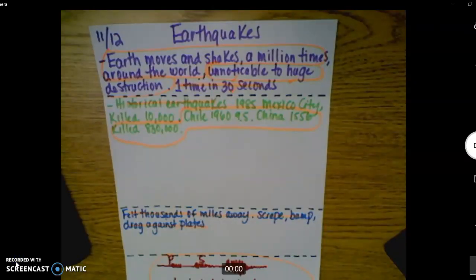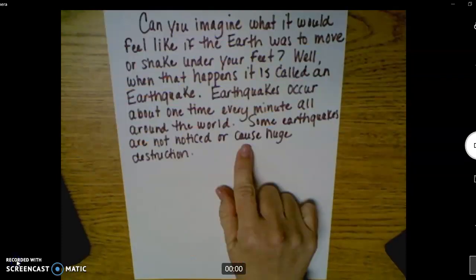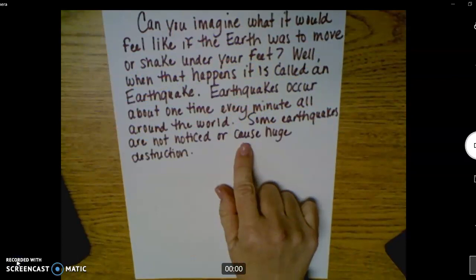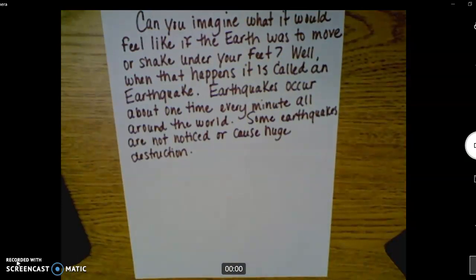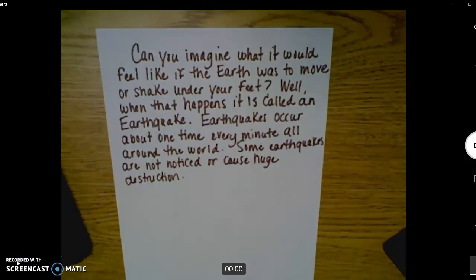I need to check my graphic organizer again and see if there's anything I'm missing for the introduction. That's right, I wrote unnoticeable to huge destruction, but I need to write that in a sentence or two. I added, some earthquakes are not noticed or cause huge destruction. Let's read what we've written so far.